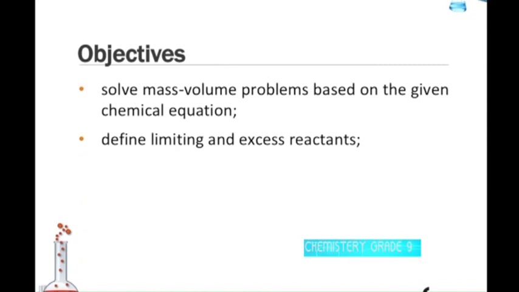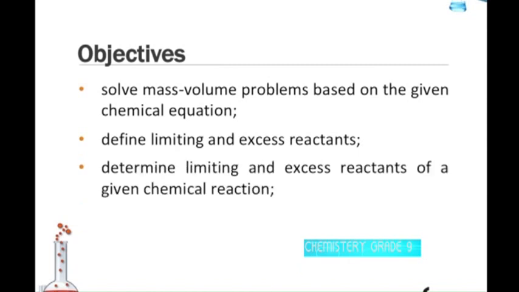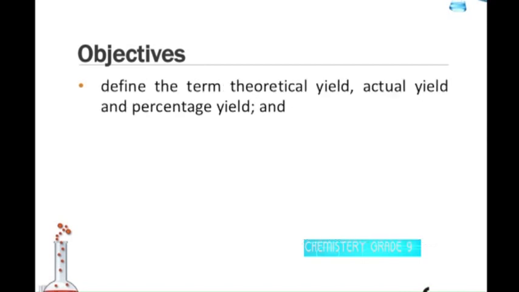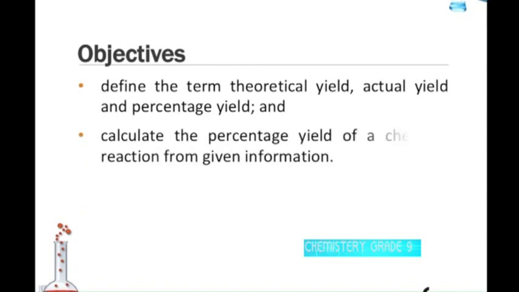Define limiting and excess reactants. Determine limiting and excess reactants of a given chemical equation. Show that the amount of product formed in a chemical reaction is based on the limiting reactant. Define the term theoretical yield, actual yield, and percentage yield, and calculate the percentage yield of a chemical reaction from given information.